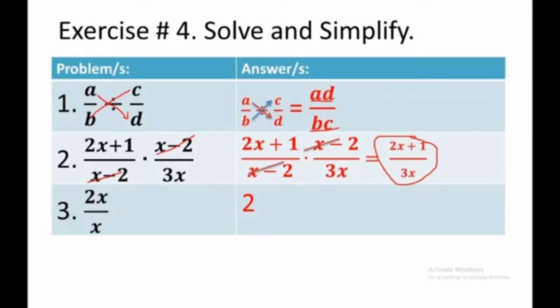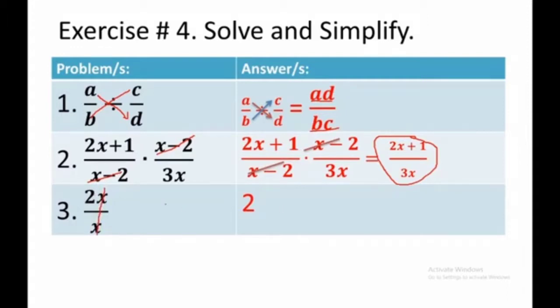Okay? So for number 3, 2x divided by x. Since we have x over x, that is equivalent to 1.